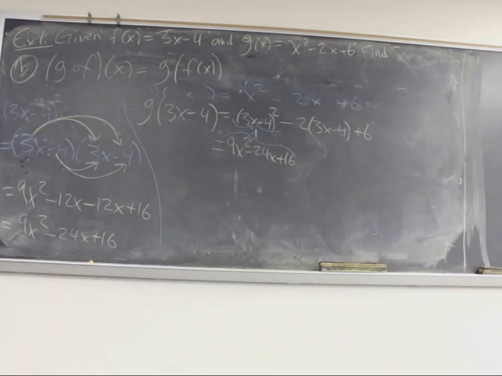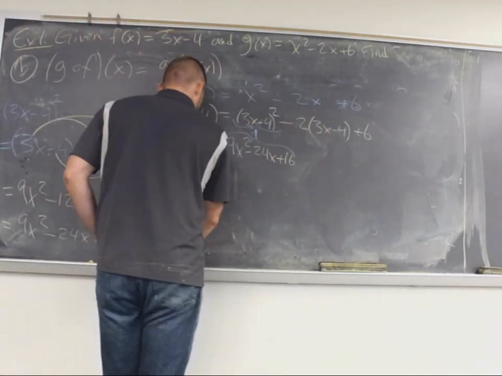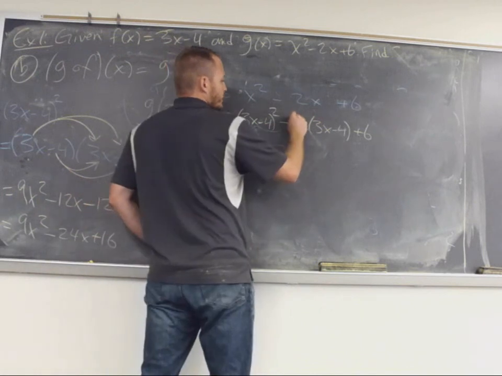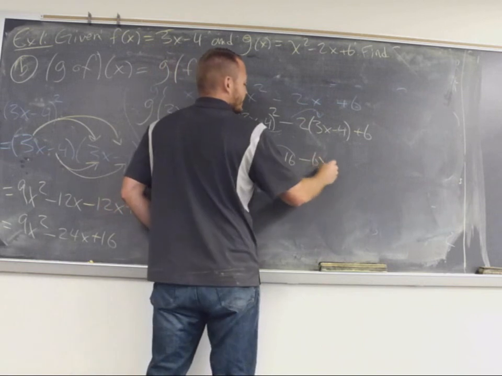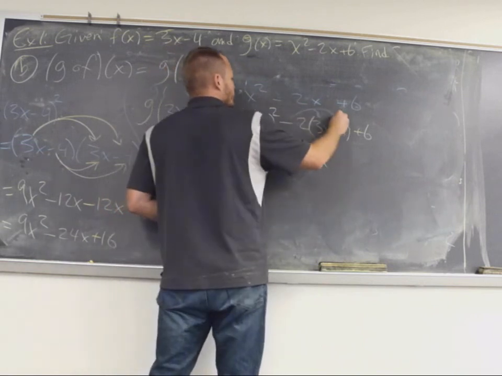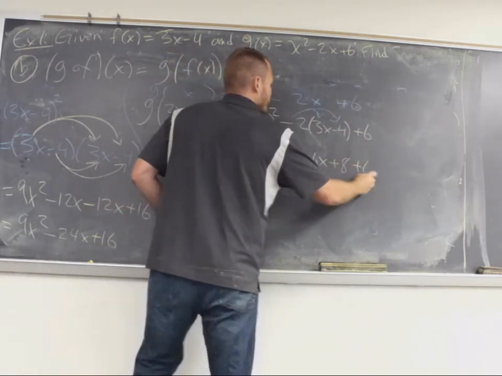All right, let's just to keep things straight, we can do something like that. And then, can you pause it and finish it? Give it a try and see what you get. So we need to distribute this -2 into here. The negative is an easy step to miss. So the -2 times 3x is a minus 6x. -2 times -4 is a plus 8. And don't forget about your 6.